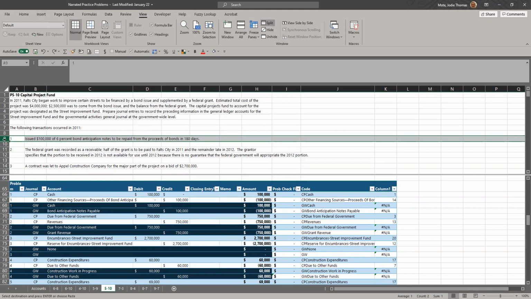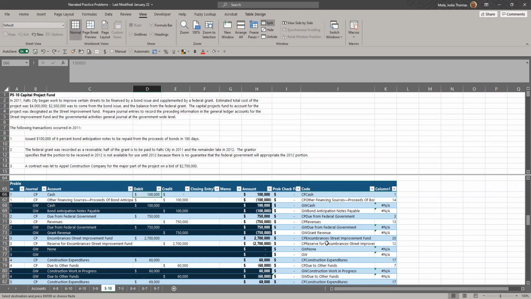Issued $100,000 6% bond anticipation notes. So in the capital projects fund, we're recording the receipt of cash, and in the government-wide entry, the governmental activities journal, we're also receiving cash. But this is one of our differences. This is considered revenue in the capital projects fund, other financing sources. But in the government-wide journal, the governmental activities, it's considered a payable, bond anticipation notes payable. So there's your two differences there.